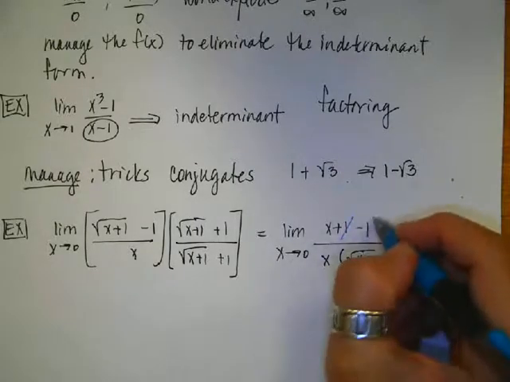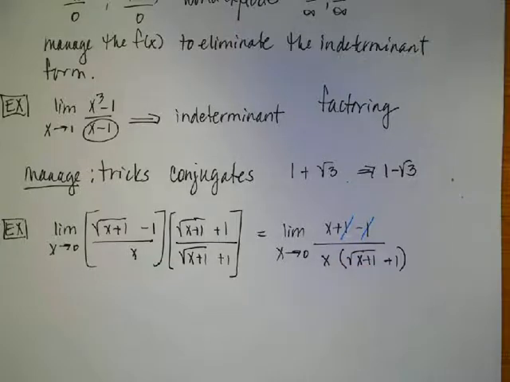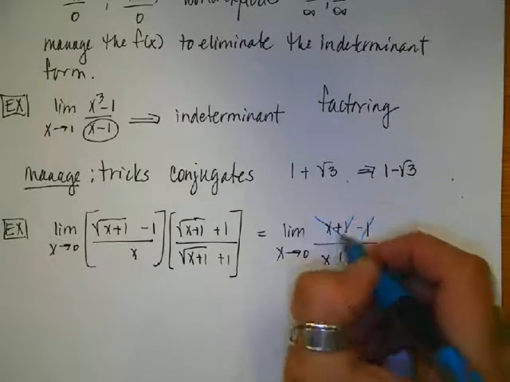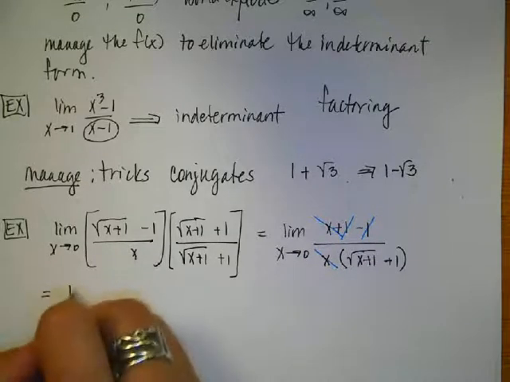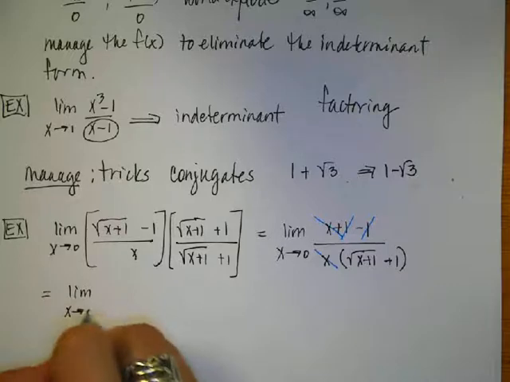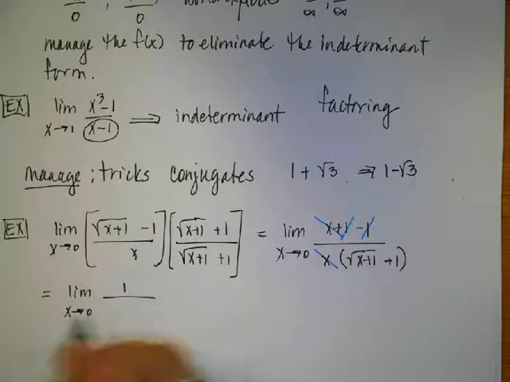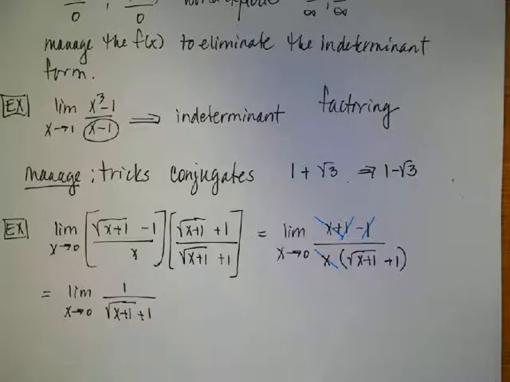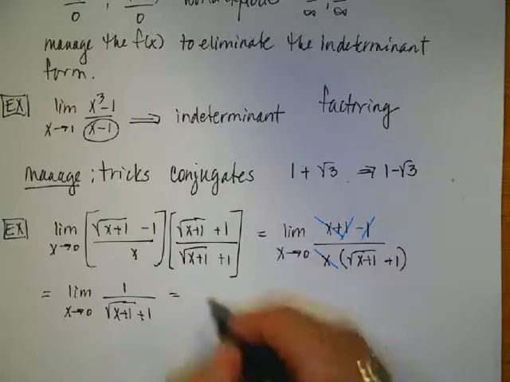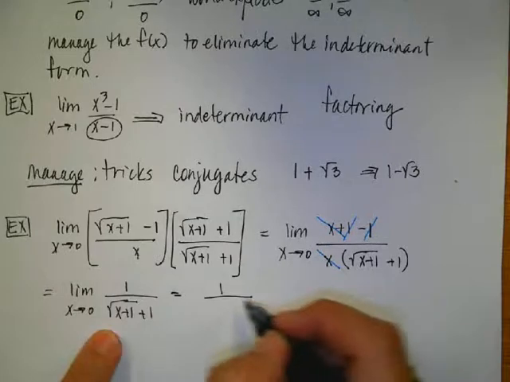I would rewrite this one more time, so I have the limit as x approaches 0 of 1 over the square root of x plus 1 plus 1. Now I can do my direct substitution, and I get 1 over 0 plus 1 is 1, the square root of 1 is 1, plus 1, and I get 1/2. So that was actually fairly polite.